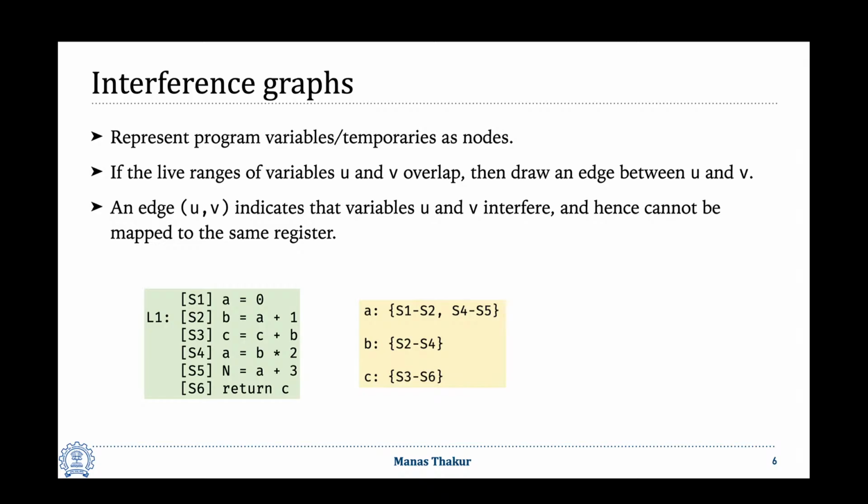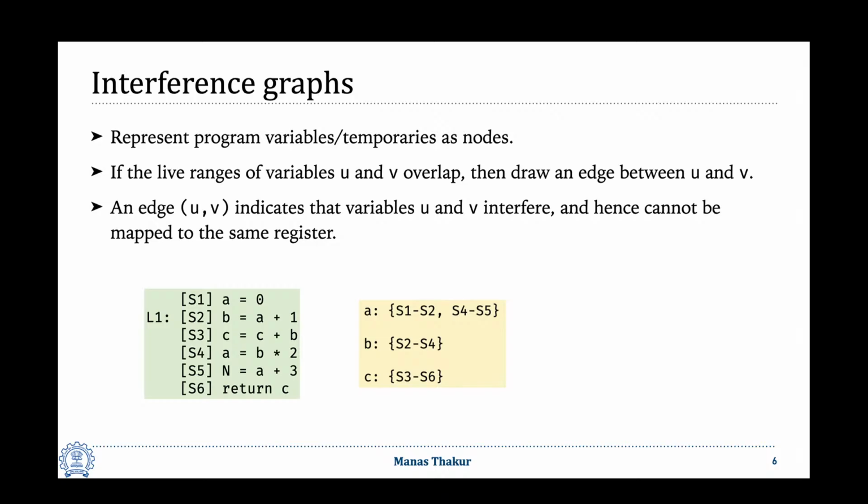What do we mean by register allocation? I want to show it to you here. If I have A and B mapped to R1 and C mapped to R2, you can directly replace this. A equals 0 becomes R1 equals 0. B equals A plus 1: just replace B with R1, so R1 equals R1 plus 1.